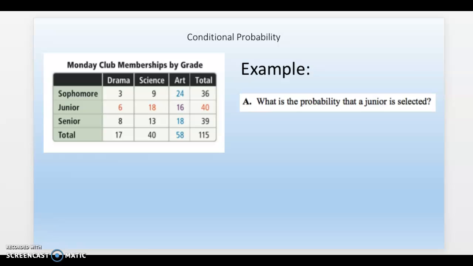Here's another example. I take a look at this table. They're asking, what's the probability that a junior is selected? Well, here are the juniors right here. There's 40 juniors out of 115 total. So it looks like that. 40 over 115. That's the probability that it's a junior, 35%.